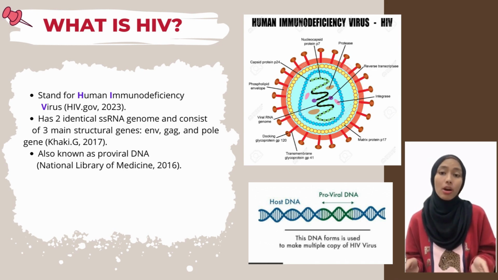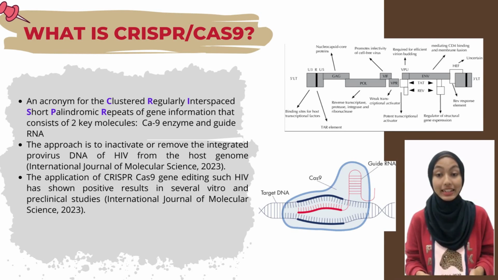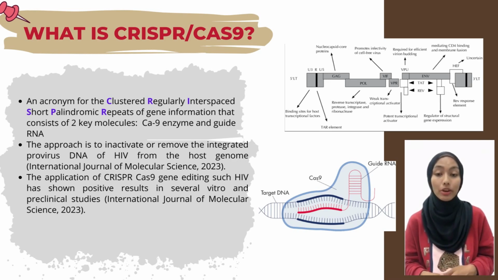So, how are we going to stop or inactivate this integrated HIV DNA? One of the most promising gene editing tools is CRISPR-Cas9. CRISPR-Cas9 is an acronym for clustered regularly interspaced short palindromic repeats, where it consists of two key molecules, Cas9 enzyme and guide RNA. This advanced technology is designed to inactivate or remove the integrated provirus DNA of HIV from the host genome.